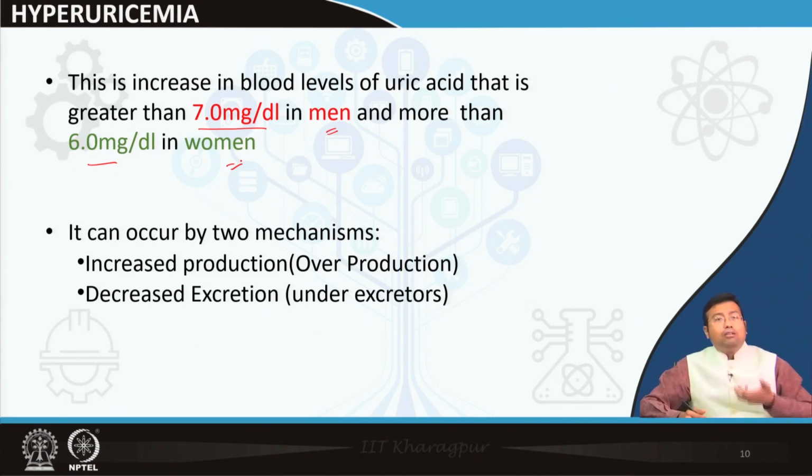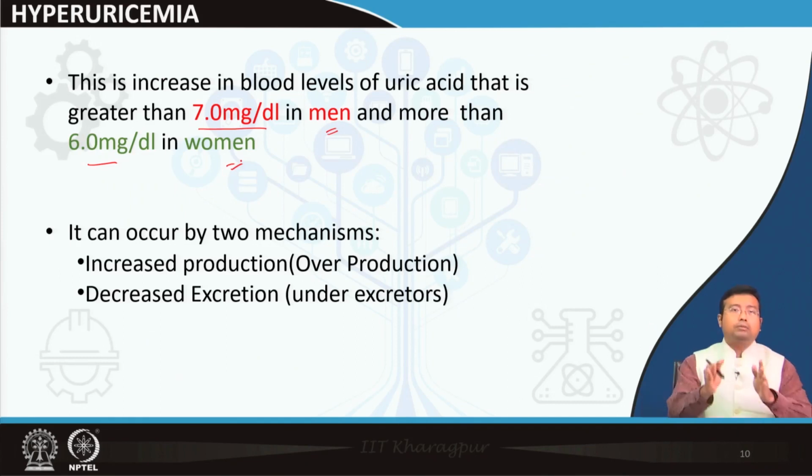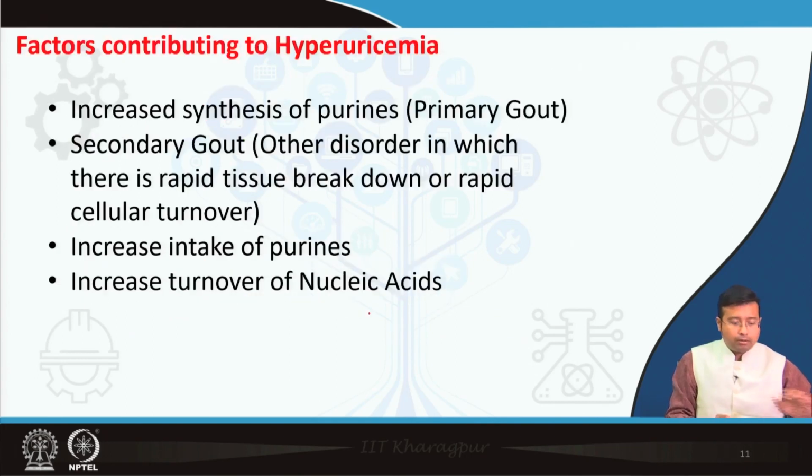Now, how can uric acid be increased in blood? If you conceptually think, there are only two ways. Number one, it is produced in excess. And number two, the outflow is stopped, so decreased excretion. So, overproduction or under excretion, these are the only two possibilities by which uric acid level can be increased in blood. So, what are the factors that contribute to hyperuricemia? Very easy, you can conceptually guess.